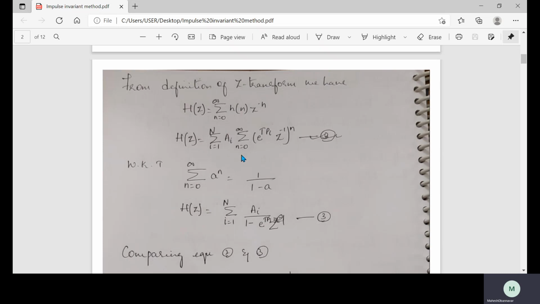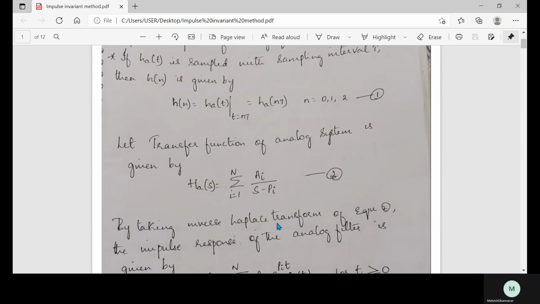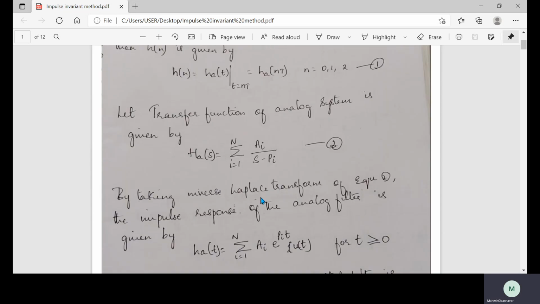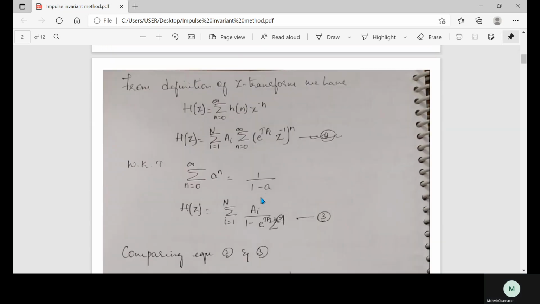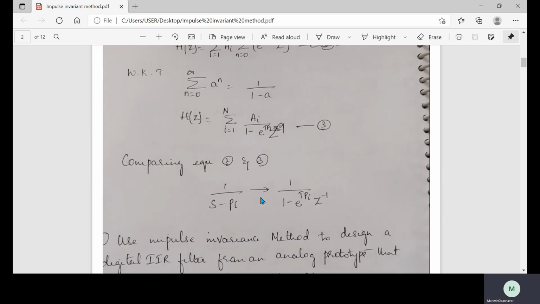So we know that summation n equal to 0 to infinity, a to the power of n, is nothing but 1 by 1 minus a. Substituting that, H of z is equal to summation i equal to 1 till N, a_i, this remains the same, divided by 1 minus e to the power of T p_i into z to the power of minus 1, equation 3. So comparing equation 2 and 3, that is nothing but 1 by s minus p_i is equal to 1 by 1 minus e to the power of T p_i z inverse, you get.